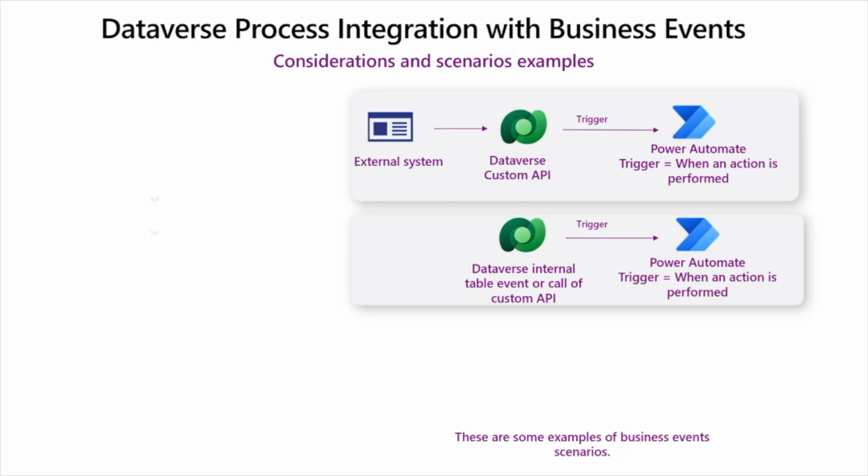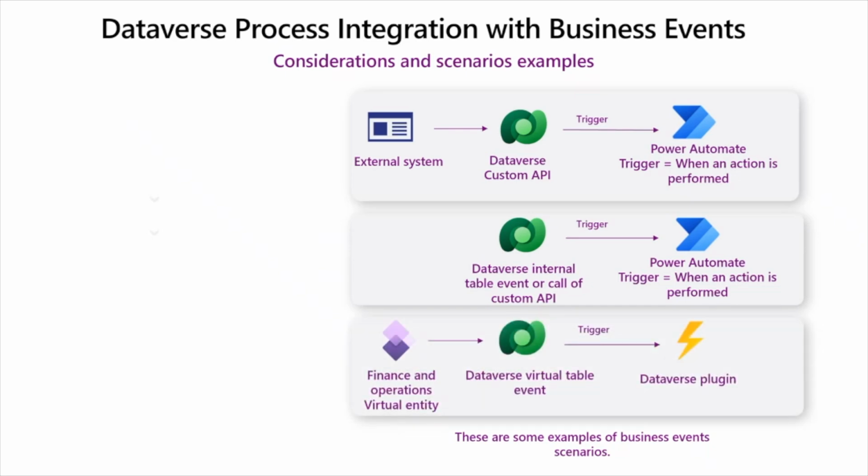A POS app can call the Dataverse custom API, which would have as input parameters the customer ID, and a flow will then be able to respond to this custom API event by emailing the customer and thanking them for their purchase. Another example is F&O data event integration with Dataverse business events.